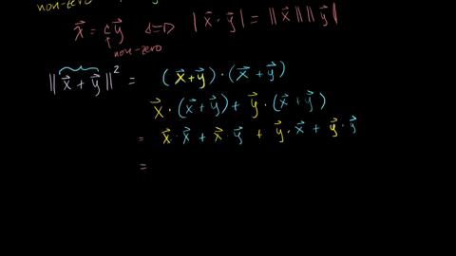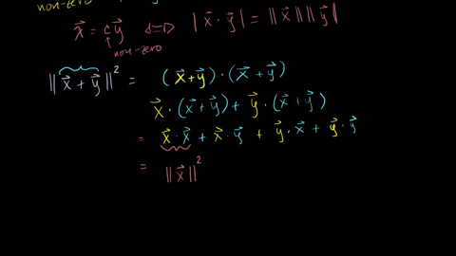This is equal to x dot x. What's x dot x? X dot x is just the length of our vector x squared. I should stop using the word magnitude.